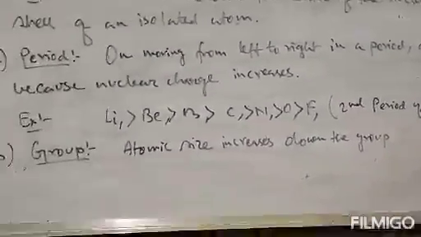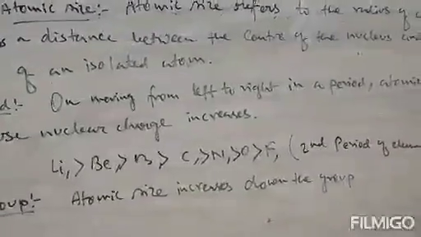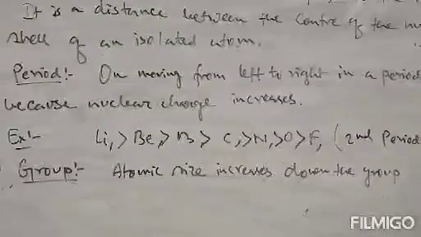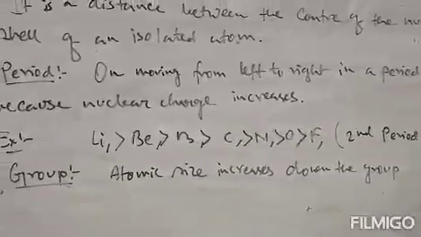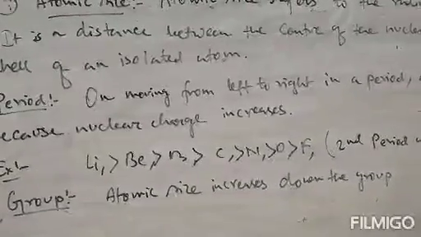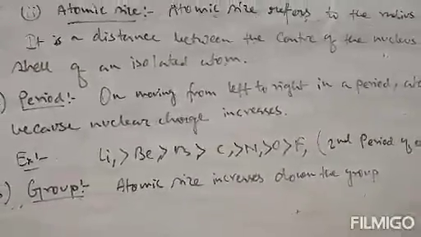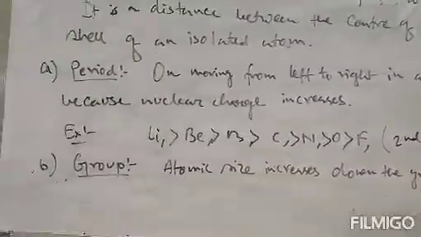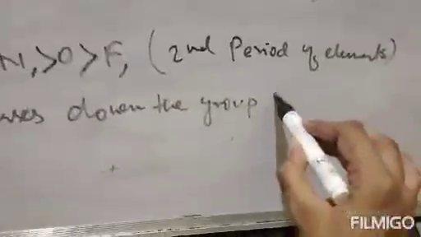Why does atomic size increase? Because new shells are added. If you are moving down the group from top to bottom, new shells are continuously being added. Nuclear charge increases, because if you move across a period from left to right, nuclear charge will increase. If you come down from top to bottom, there also nuclear charge will increase. But while moving down the group, in spite of increasing nuclear charge, new shells are also being added. So the total effect is that atomic size will increase down the group because new shells are being added.